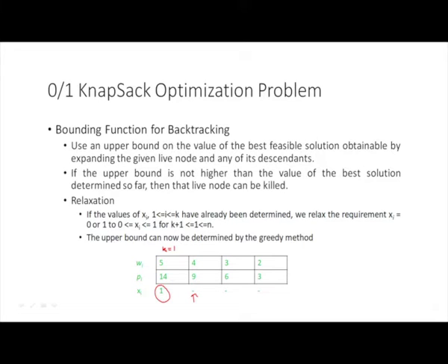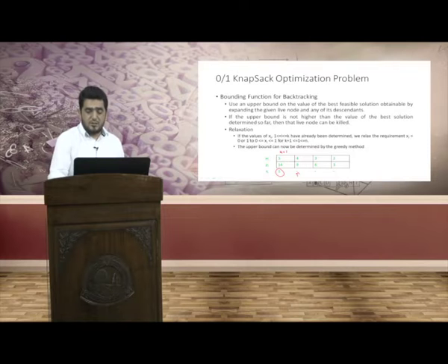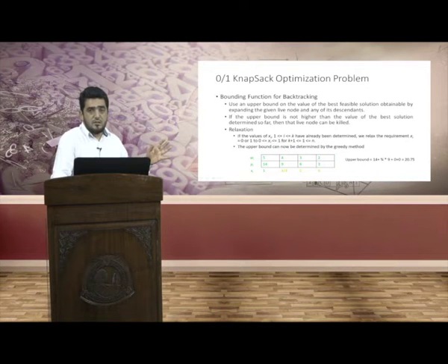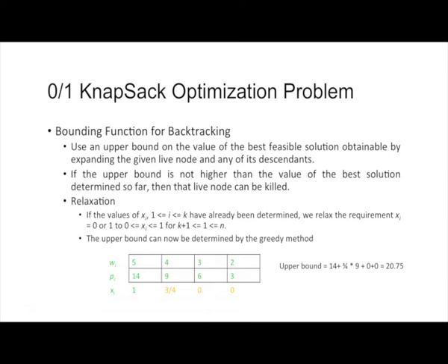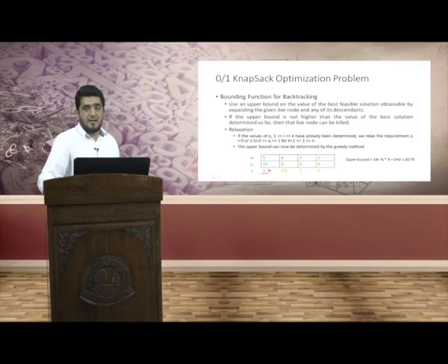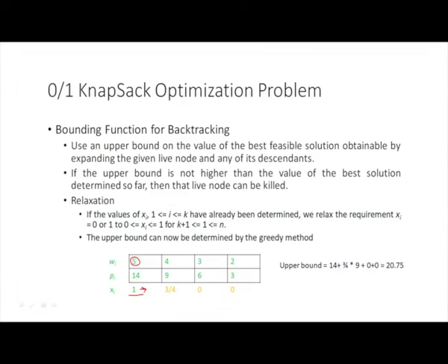Now, as I said, using the greedy method, wherein we relax the requirement for xi to be a fractional value, we get the feasible solution from this point onwards. If we had considered the first item, the weight added to the knapsack would be 5. How much portion of the second item can we add to the knapsack? It is only 3 out of 4, because the capacity of the knapsack in our earlier example was 8. So the fraction of the second item is 3/4.